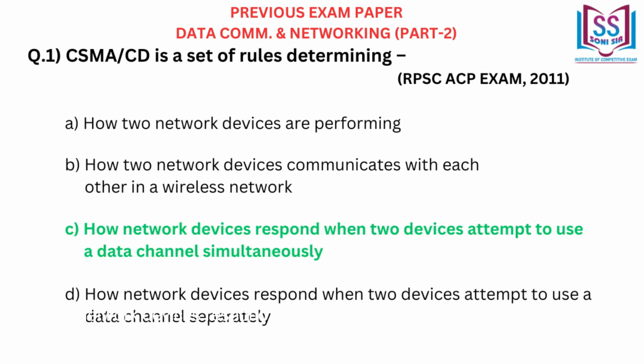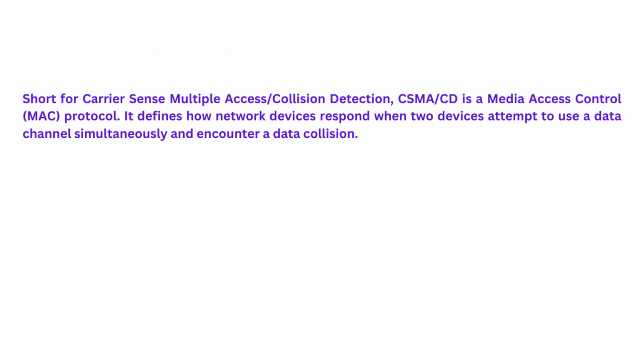Correct answer C. How network devices respond when two devices attempt to use a data channel simultaneously. Short for Carrier Sense Multiple Access with Collision Detection, CSMA/CD is a Media Access Control (MAC) protocol. It defines how network devices respond when two devices attempt to use a data channel simultaneously and encounter a data collision.